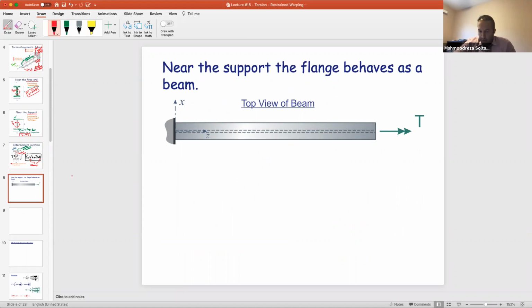So let's look at the system. First of all, we are looking at the top view. This is the top view of the cross section. So this is the I section. Think about an I section, right? This is the cross section of the I section. You are looking at it from the top, right? And at the end, you are twisting the member.